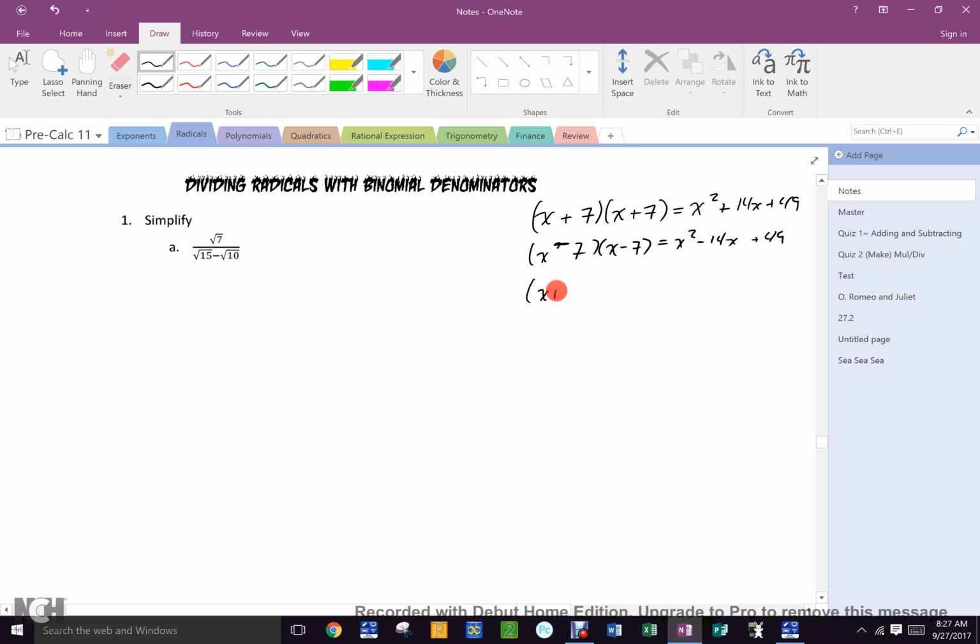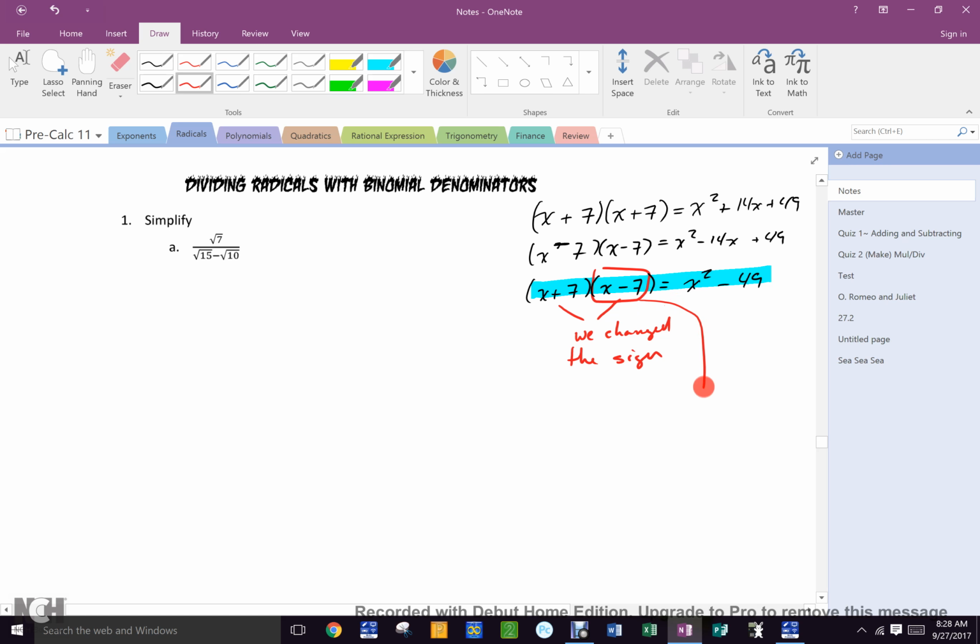What happens if I do x plus 7 and x minus 7 then? X squared minus 49. What happened in the third case? Negative 7x and positive 7x disappeared, yes? The middle term dropped out, right? And you will notice the middle term dropped out because we changed the sign, right?